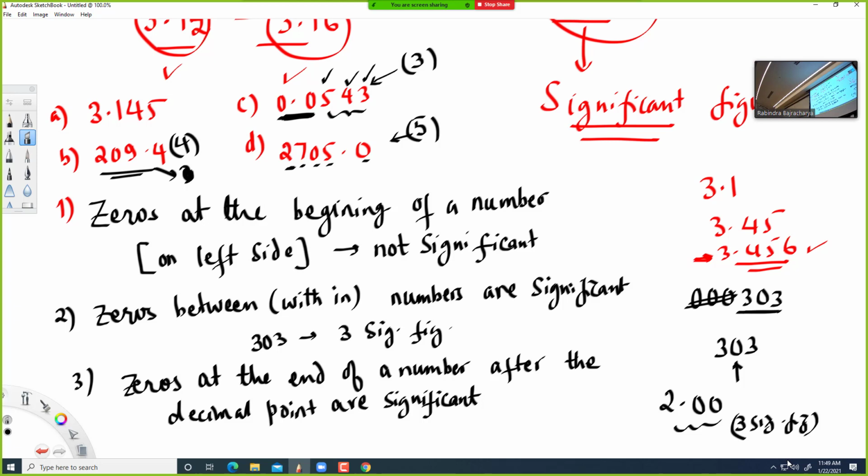So that's about the significant figures. I think we have only a minute left. We'll talk more about this in the next class or in lab. So that's all for today.